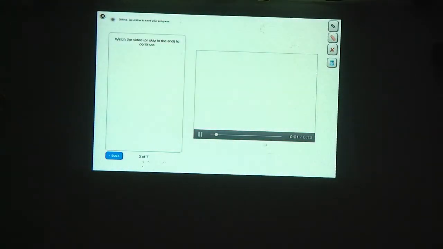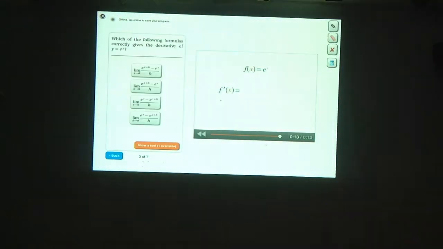So you think the derivative of e to the x is also e to the x? Well, let's see if you're right. Suppose the function f equals e to the x. What's the formula for the derivative of this function?